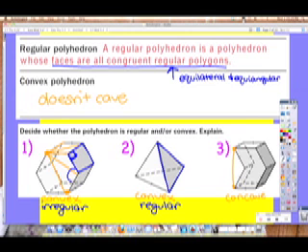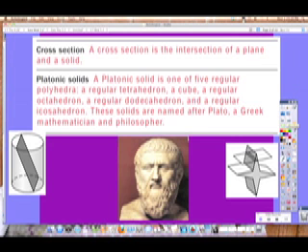Let's see what's next. Oh, cross section. These are kind of hard if you have to draw your own. Cross section, if you don't want to write that in, it's just an intersection. These are examples of cross section. This is a cross section, and this is a cross section. The actual cross section is this. I'm going to highlight in red.